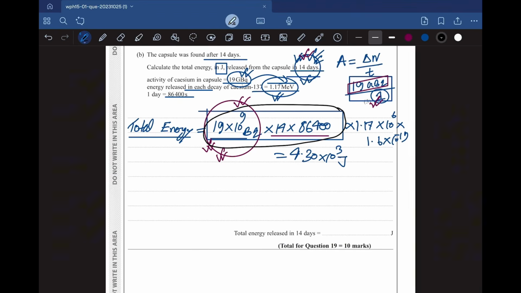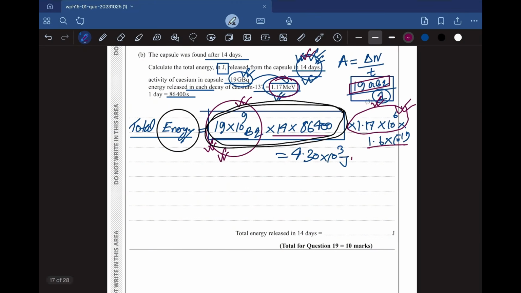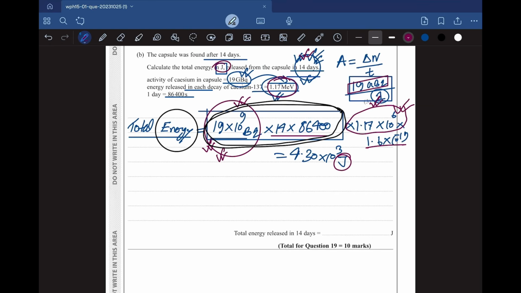Now as we have got the number of decays in 14 days, the question was about the total energy. So to get the total energy, we'll have to multiply the total number of decays with the energy released in one decay. So this was the total number of decays happening in 14 days, and this 1.178 to the power 6 is the energy released for one decay. So we have multiplied both of them, and we are not going to take 1.17 mega electron volt. We'll have to convert them into joule, because the final answer needs to be in joule as they have mentioned right here. So that's how you will have to understand each and everything.